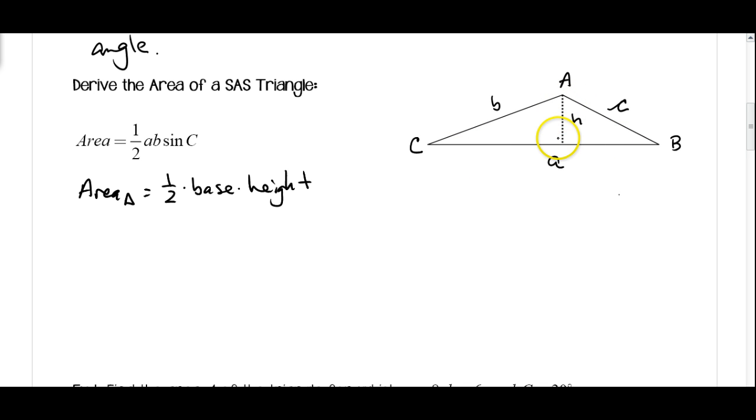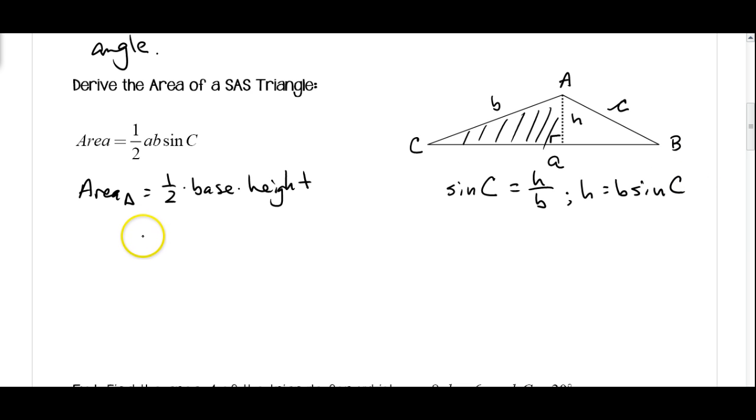So what I'm going to do is use this right triangle here to find the height. The height is H, and I'm going to use B as the hypotenuse, so that would be the sine function. So I know that the sine of angle C is going to be H over B. And then if I solve this for H, I get that H is equal to B sine C.